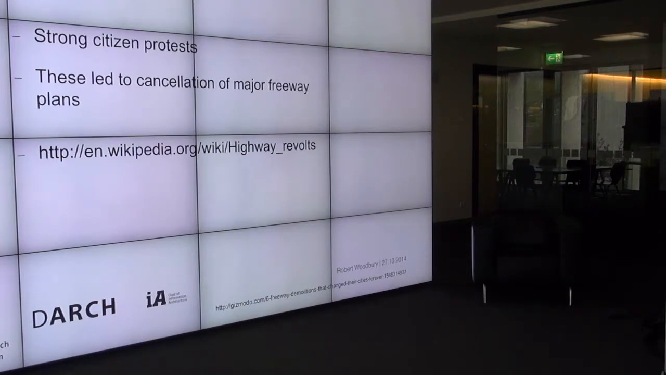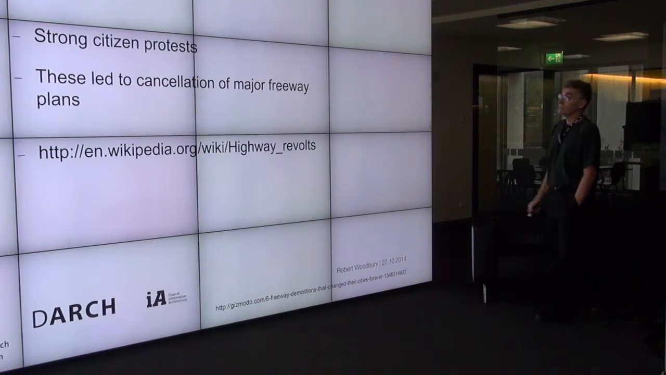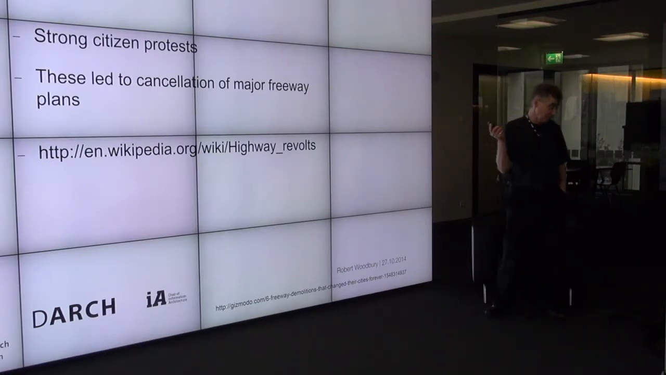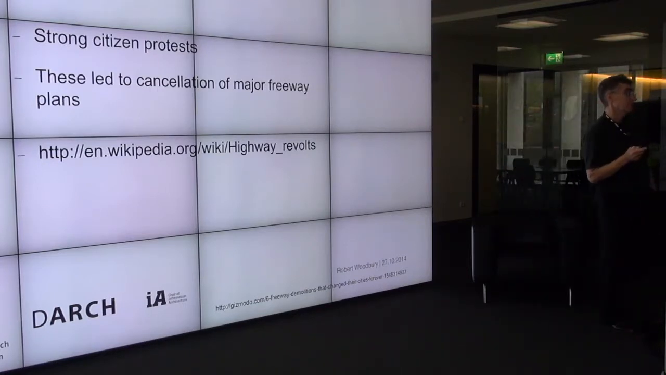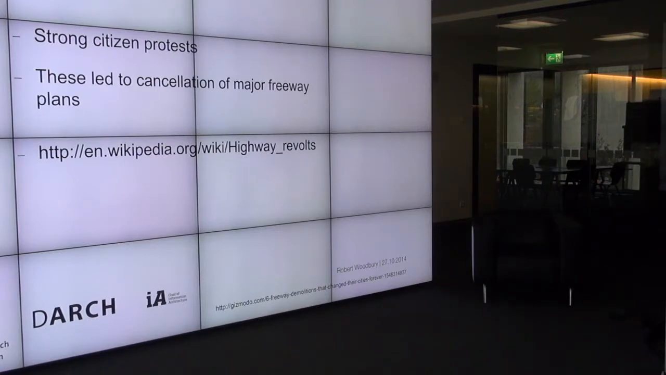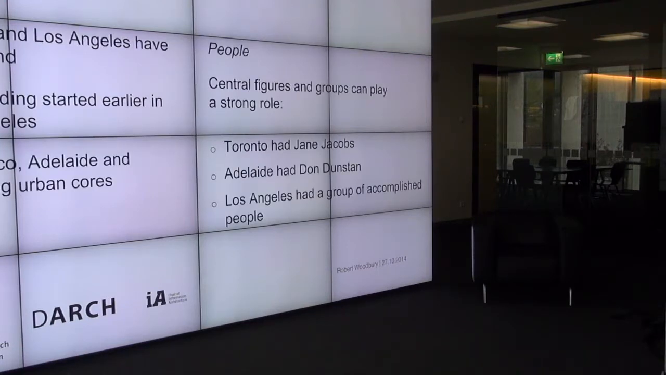Now, all 5 of these cities actually had very, very strong citizen protests. Really strong. That's what made them have stuff in common. The protests were really strong, even in Los Angeles, leading to the cancellation of major freeway systems. The freeway system in Los Angeles would be even bigger, the urban sprawl even worse, the congestion even more so without these protests. Now, how do they differ?